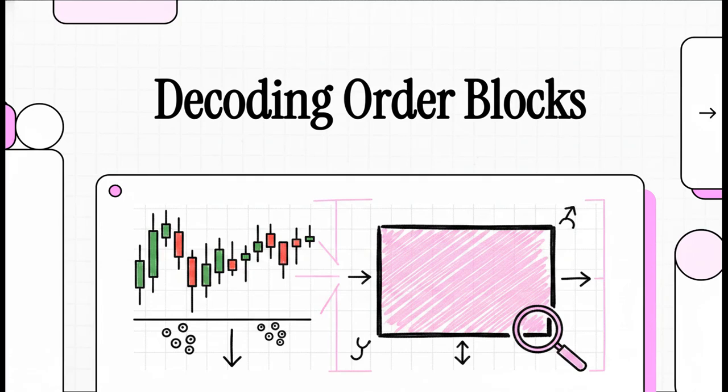Welcome to The Explainer. Today, we're doing something I'm absolutely pumped about. We're taking some seriously dense institutional order book mechanics and translating them into a highly actionable, step-by-step trading guide for identifying valid order blocks. We are going to completely reframe how you look at a price chart, stripping away all that standard noise so you can see the true architecture of institutional liquidity.